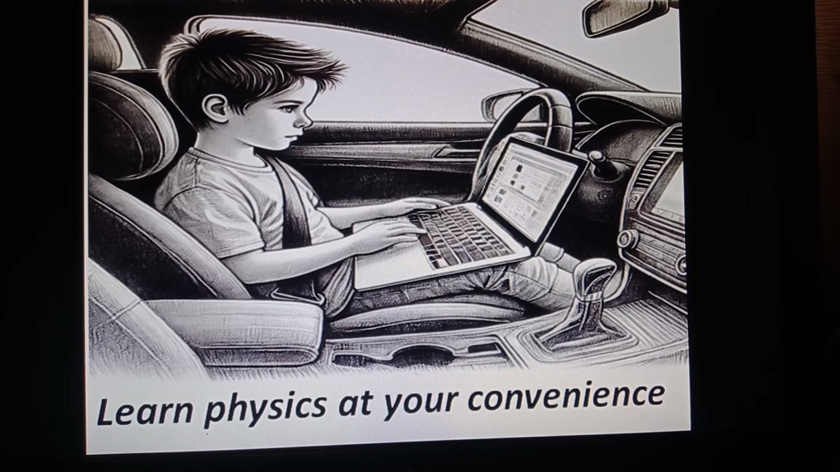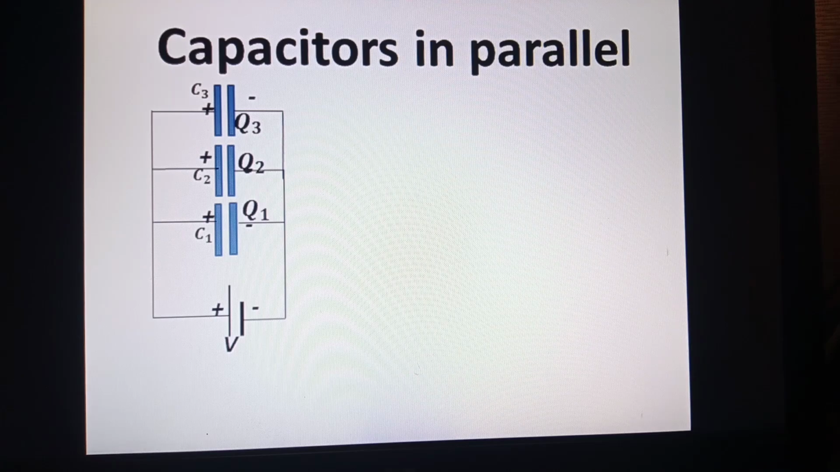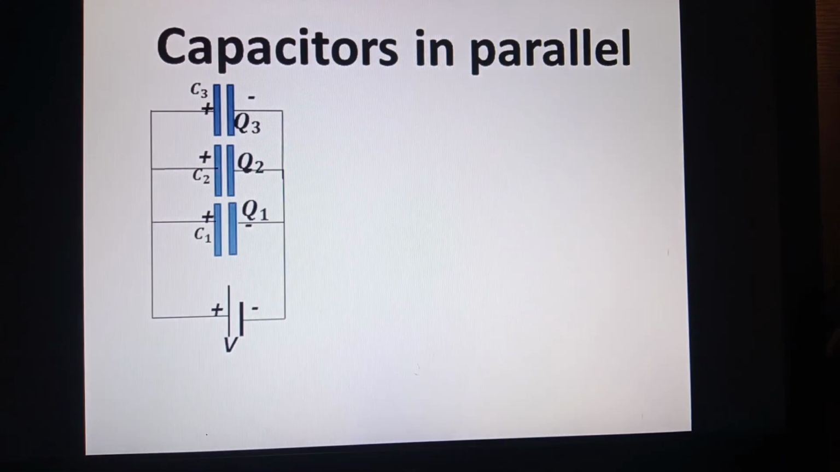Let us start our today's lesson. Our topic is capacitors in parallel. Students, in electrical circuits, sometimes we need more than one capacitor. There are two ways of connecting capacitors in a circuit. One is called series and the other is called parallel. Today we will discuss how the capacitors are connected in parallel.